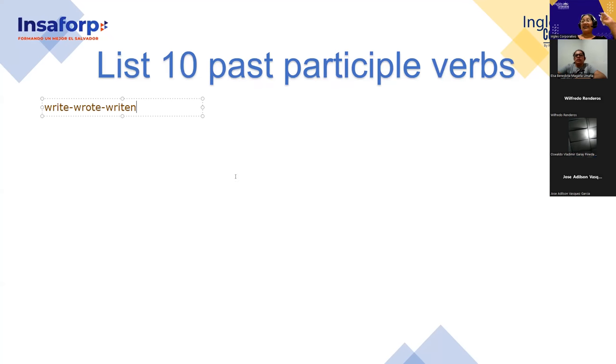So we have three different forms of one verb. I have write, wrote, and written. The third one is the past participle form. Okay, this one. That's why we need to look in this moment. Please search in the web and tell me the past participle of different verbs.